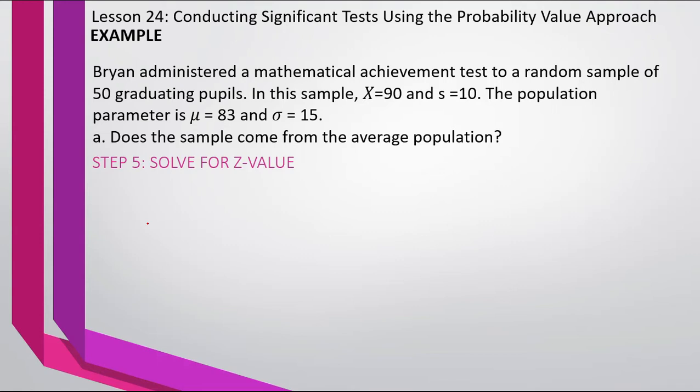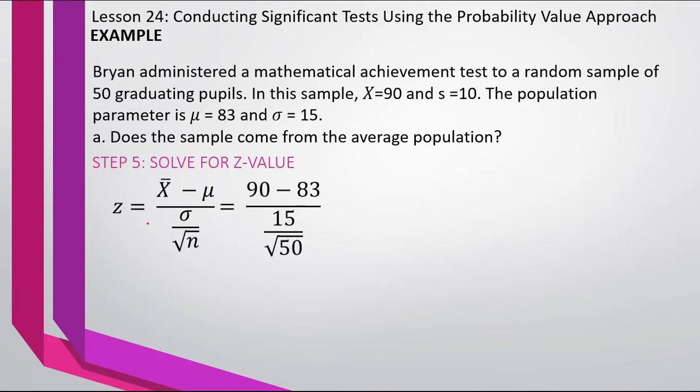So, paano natin solve yung z-value? Using the test statistic, which is equal to z equals x bar minus mu over the standard deviation divided by the square root of n. So, meron na tayong sample mean, meron na tayong population mean, meron na tayong population standard deviation, at meron na rin tayong sample size. So, therefore, isa-substitute na lang natin. Compute natin. Ayan, very good.